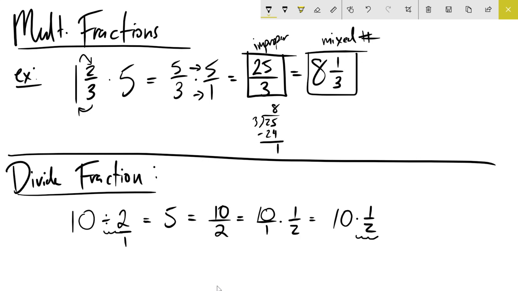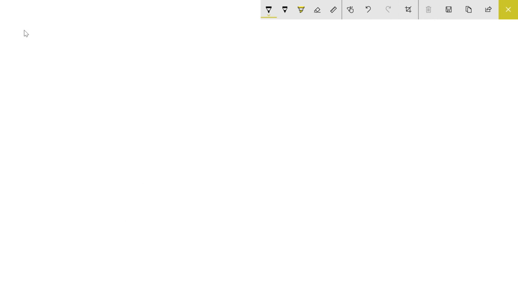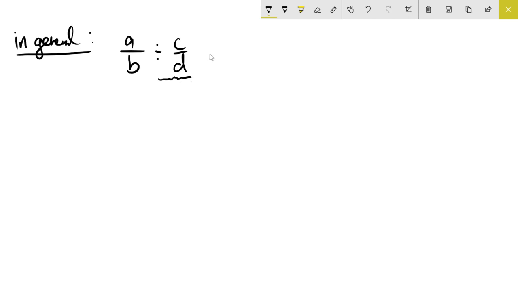So anyways, the point is that if you want to divide fractions in general, say a over b divided by some other fraction, c over d, you can just turn it into a multiplication problem, and you flip, or reciprocate, the second fraction.